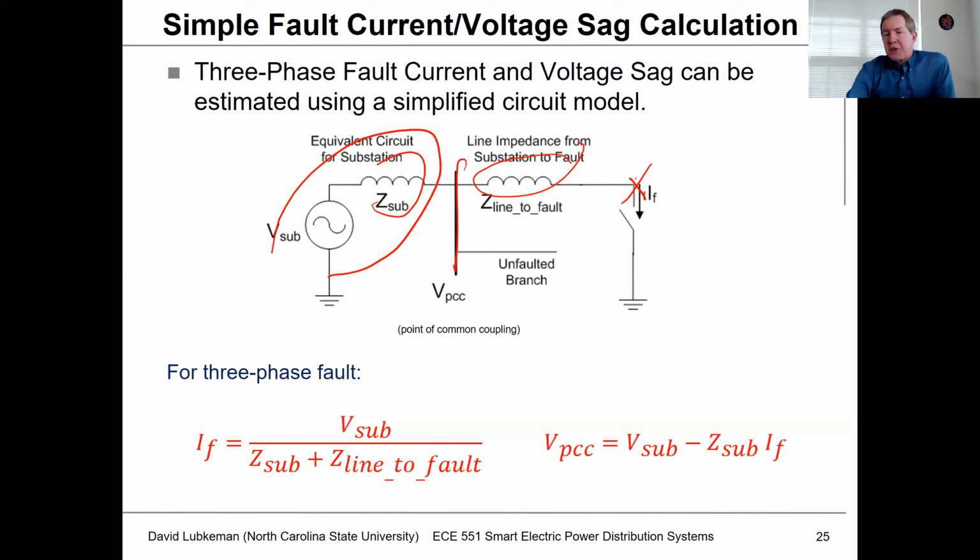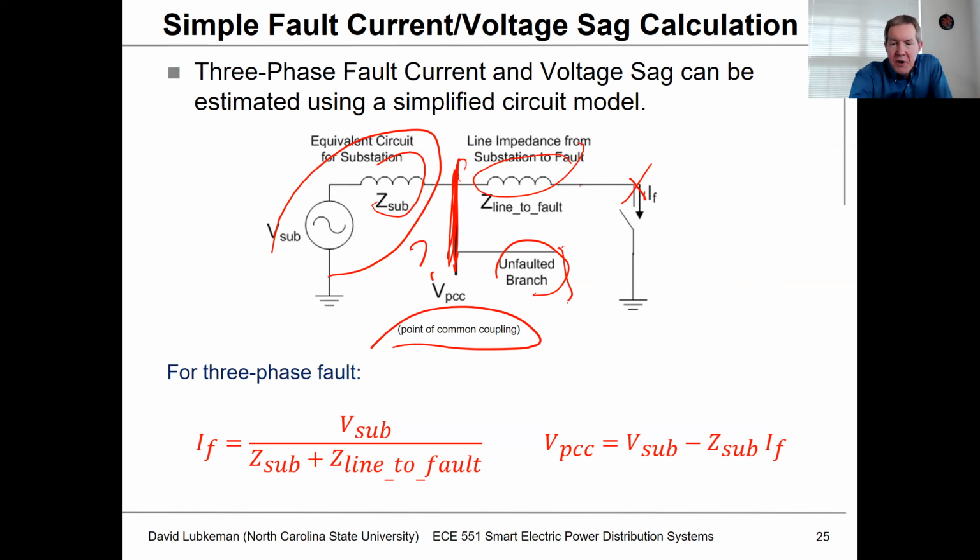Then I'm going to be looking at the impact on an adjacent feeder, because if you're a customer on the same circuit as the fault, you're probably out of luck anyways. But if you're on the adjacent circuit, then you're not going to see an interruption, but you're going to see a sag. So I have a bus here called VP that's marked with the voltage VPCC. That stands for point of common coupling. Basically, this is the point of common coupling between where the fault's going to occur and where a customer on an adjacent feeder is going to have an impact. This is the unfaulted branch, and I want to know what the voltage is here.